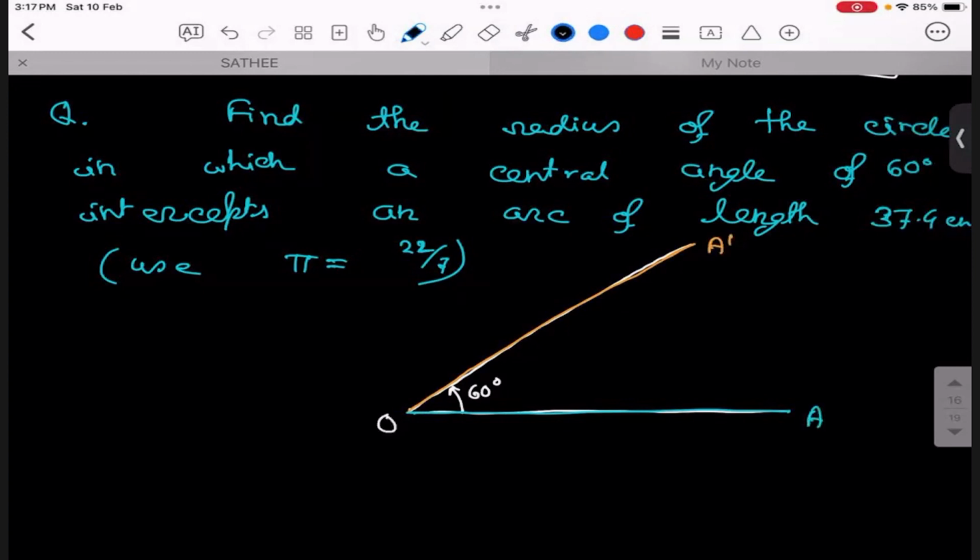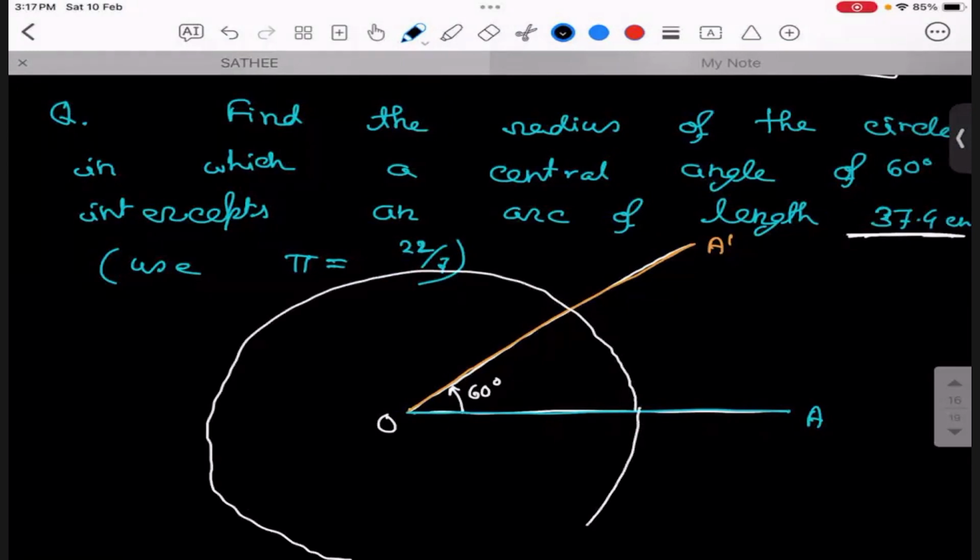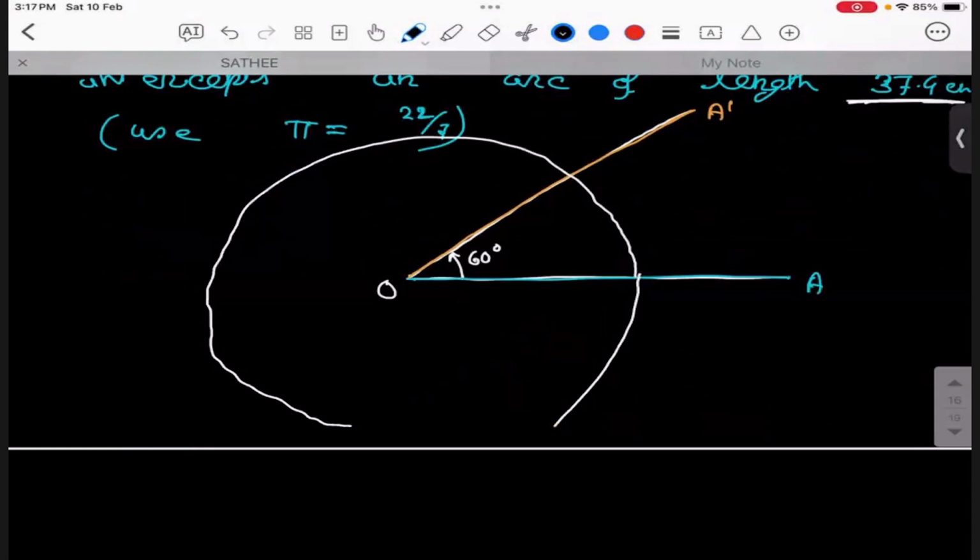And here it is our origin. Now the question is, we need to find the radius of that circle which makes the arc length of this distance. So suppose this is the circle. This is our circle. Okay.